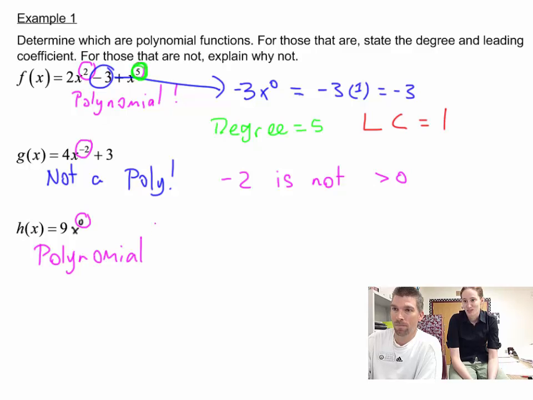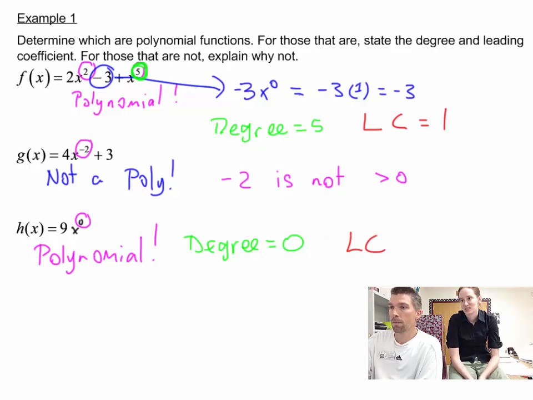Because poly only eats 0 or larger integers. That is correct. There you go. And so our degree is the exponent we have there, which is 0. So the degree of 0. And its leading coefficient then is what's in front of our x to the 0, which is 9.